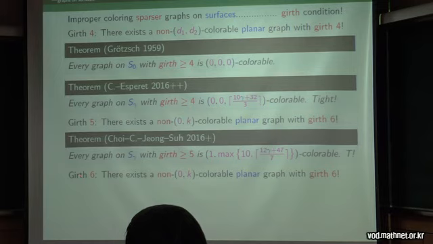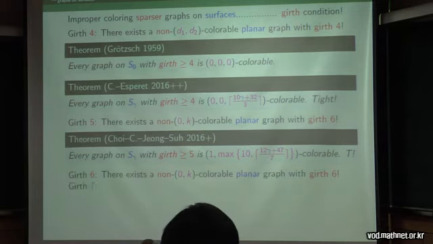And because girth 6 is also girth 5, then you know it's something linear in gamma colorable, right? So the situation with girth 5 and girth 6 does not change. So okay, what do you do? Now you go up to girth 7.